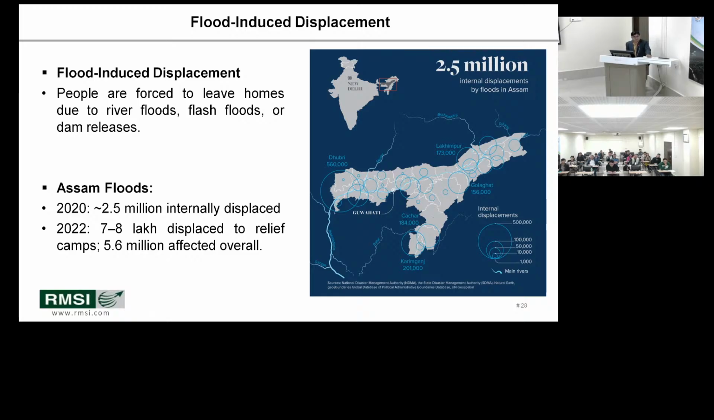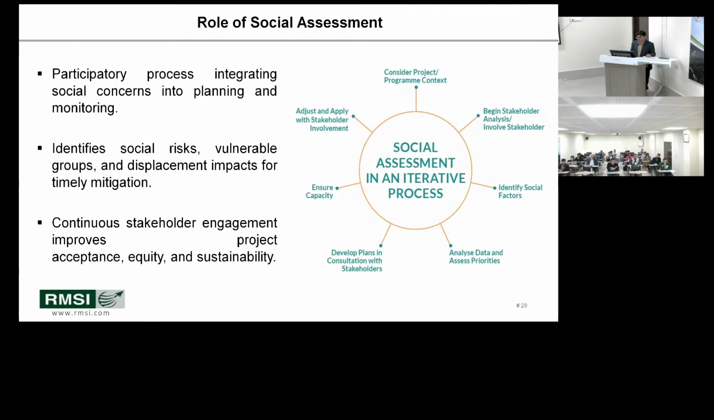Similarly, we should estimate what area is going to be affected, what is the total population in this area, and the number of houses which are going to be affected. This kind of estimate we should have.